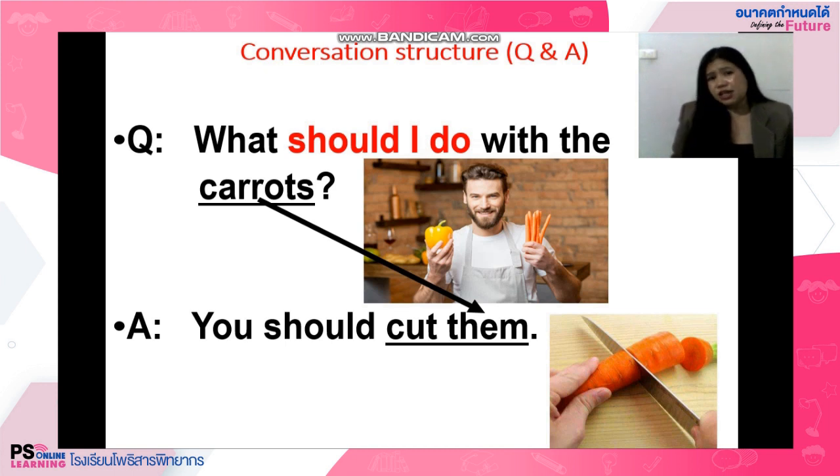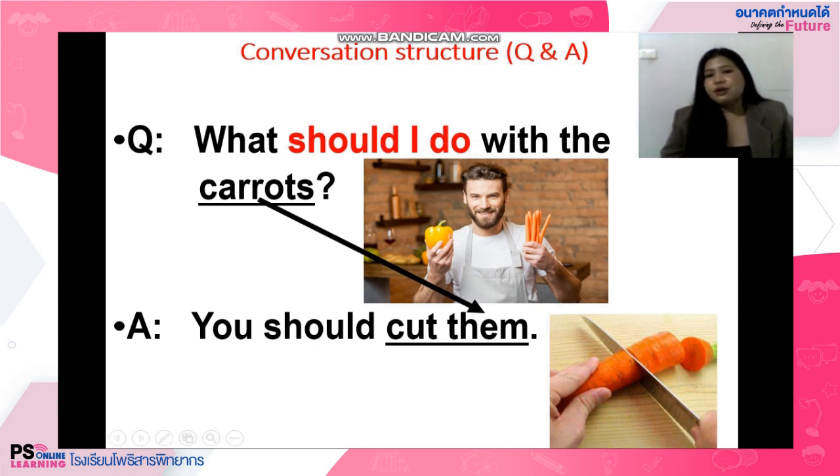Now if you want to be safe, you don't have to say carrots. You have to say carrot only, for you to be safe. What should I do with a carrot? You should cut it. What should I do with a bell pepper? You should cut it. What should I do with a fish? You should cut it. No problem.